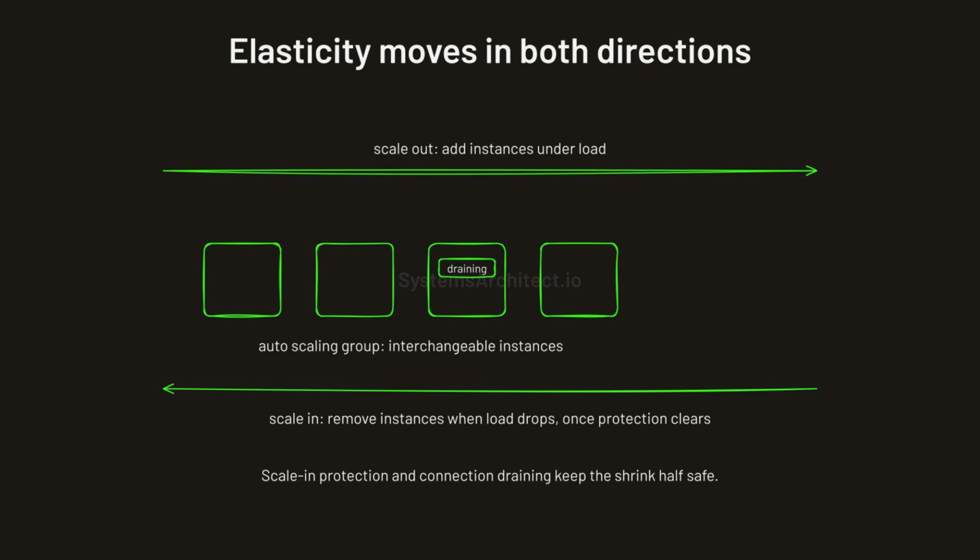Real elasticity needs a scale-in policy with the same care as the scale-out policy. Scale-in protection stops the group from terminating an instance mid-transaction. Connection draining lets in-flight requests finish before that instance disappears. Get both directions right. Capacity then tracks demand as closely on the way down as on the way up.